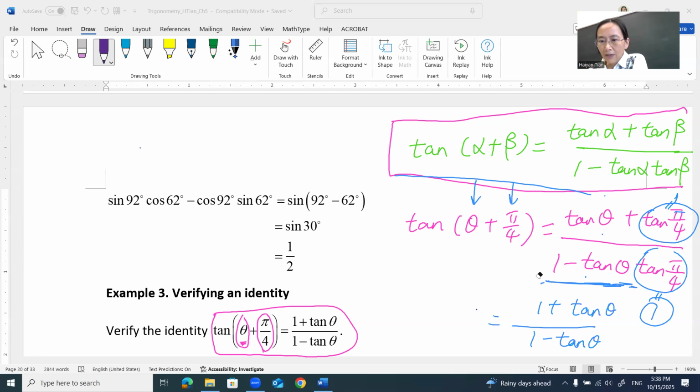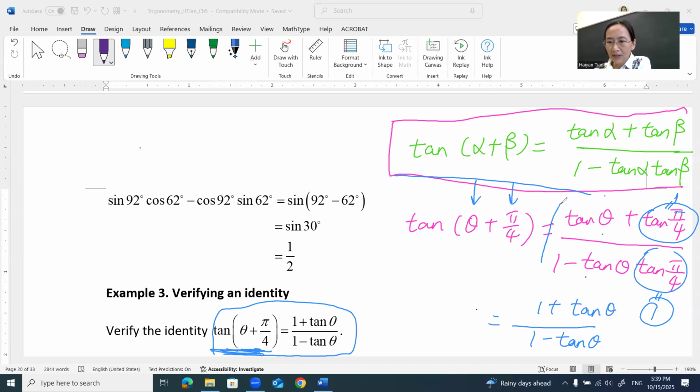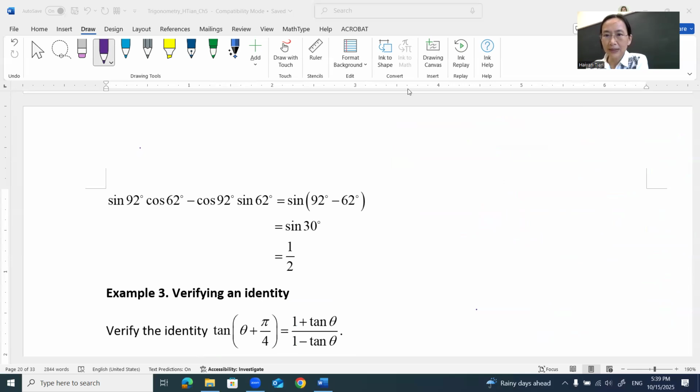So finally, we have shown this identity. What we did is we started from the left-hand side, applied the sum formula for tangent, and then step by step we reduced and arrived at the other side. So we have verified this identity.